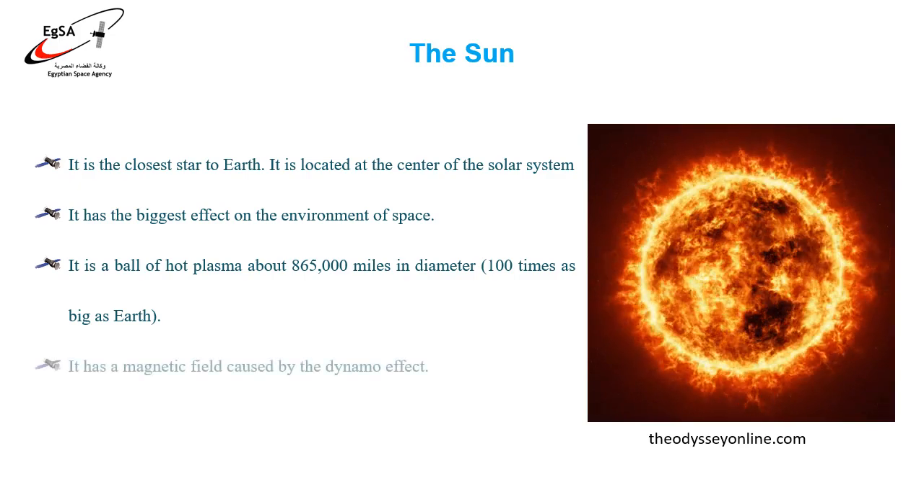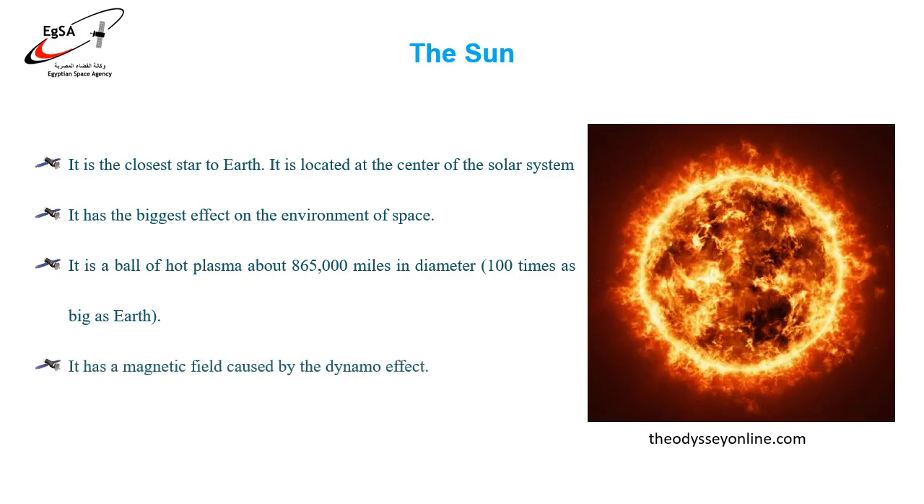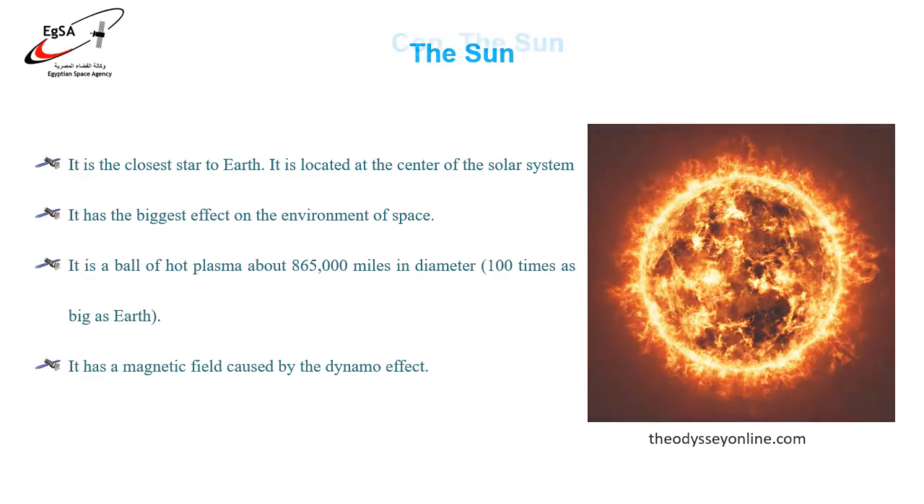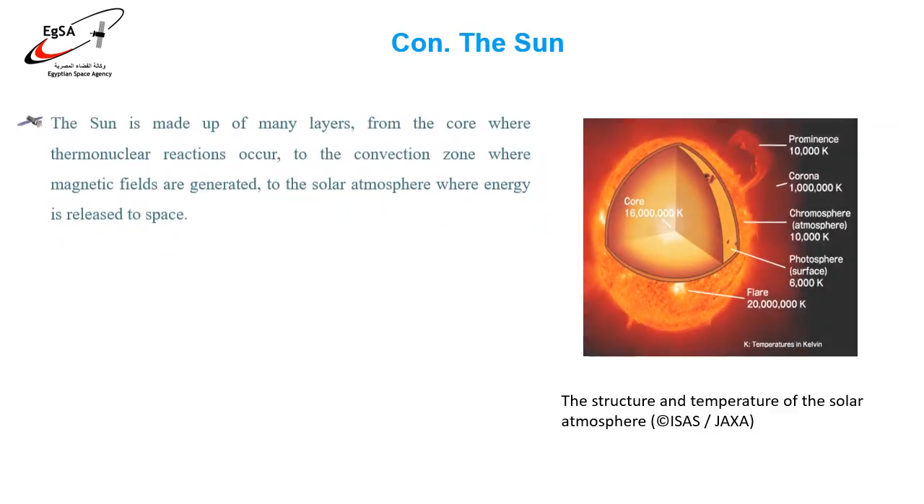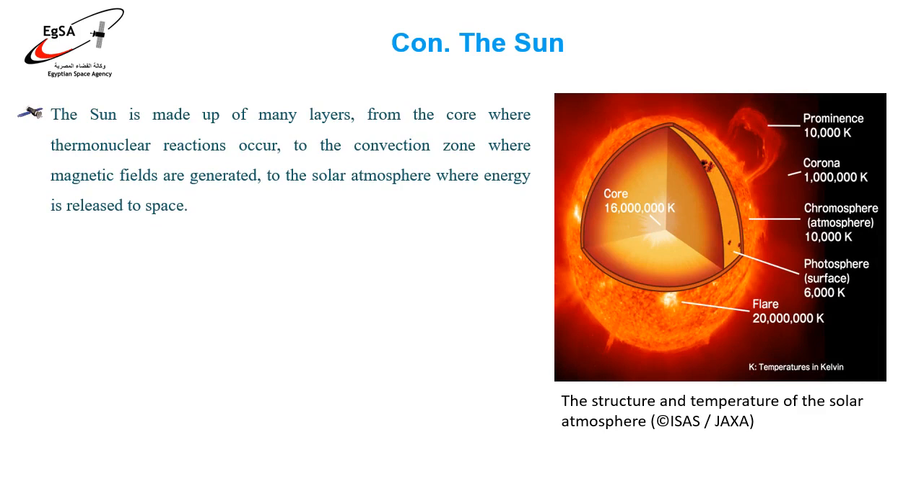It has a magnetic field caused by the dynamo effect. The Sun is made up of many layers, from the core where the thermonuclear reactions occur, to the convection zone where magnetic fields are generated, to the solar atmosphere where energy is released to space.